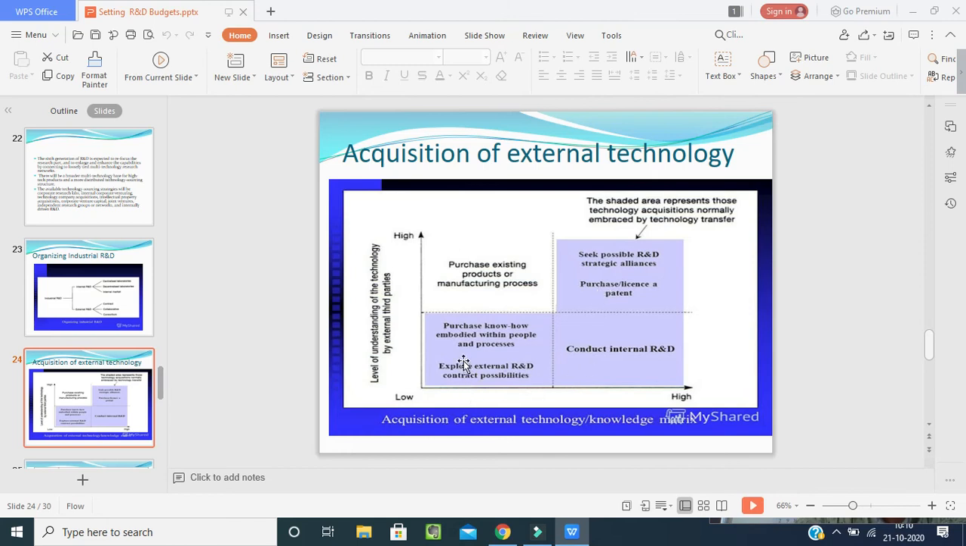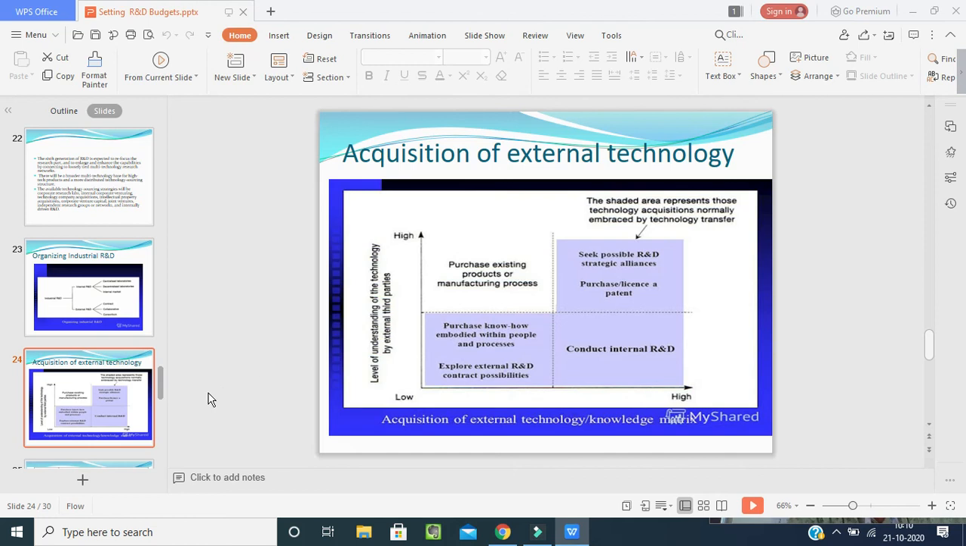Purchase know-how embodied within the people and process, and explore external R&D contract possibilities. Whatever external R&D contract possibilities are there, it will work on them. Here the knowledge will be high, but the purchase will be high, meaning technology will be high here. Coming to conduct internal R&D in this matrix, we have to conduct it when the product is going down here, when the technology knowledge is also less. When the knowledge is less for the product in the market, we have to conduct internal R&D.